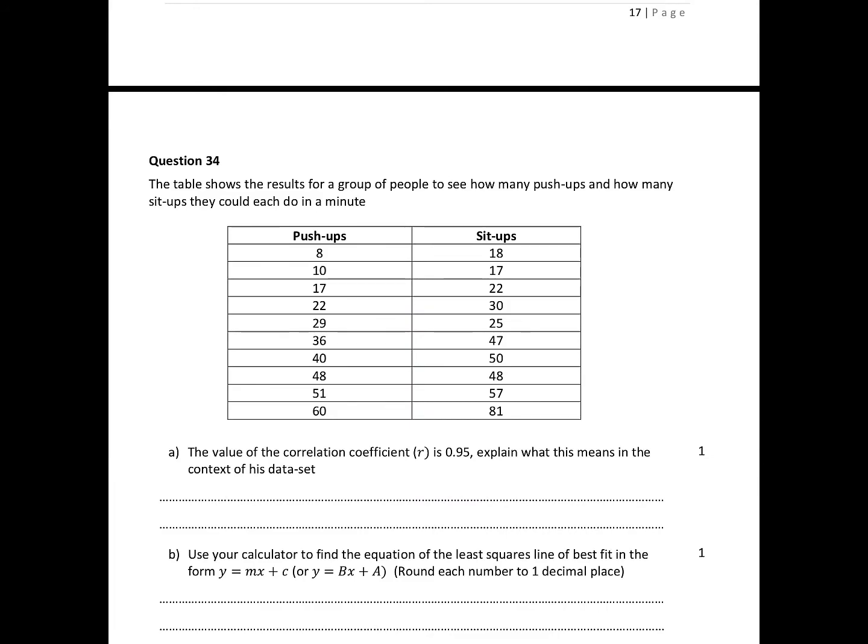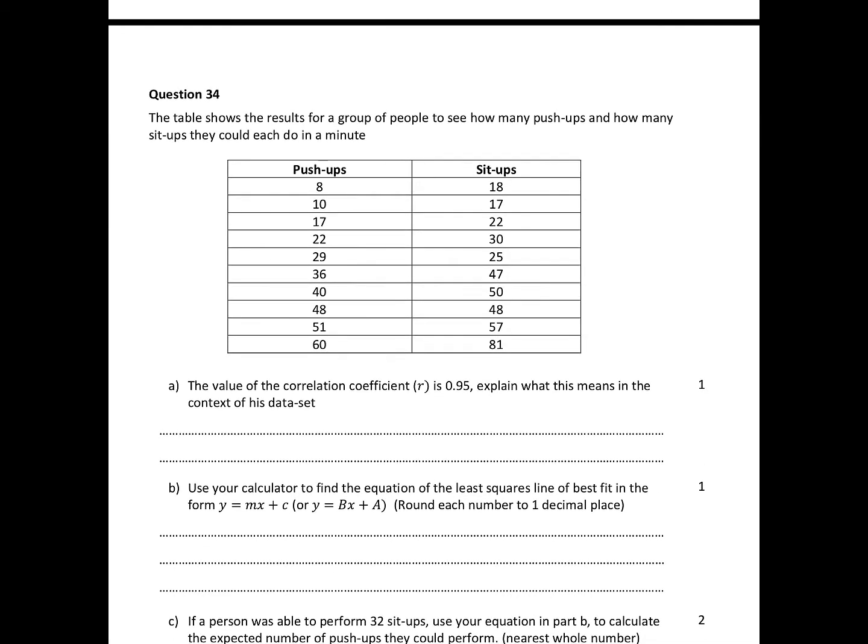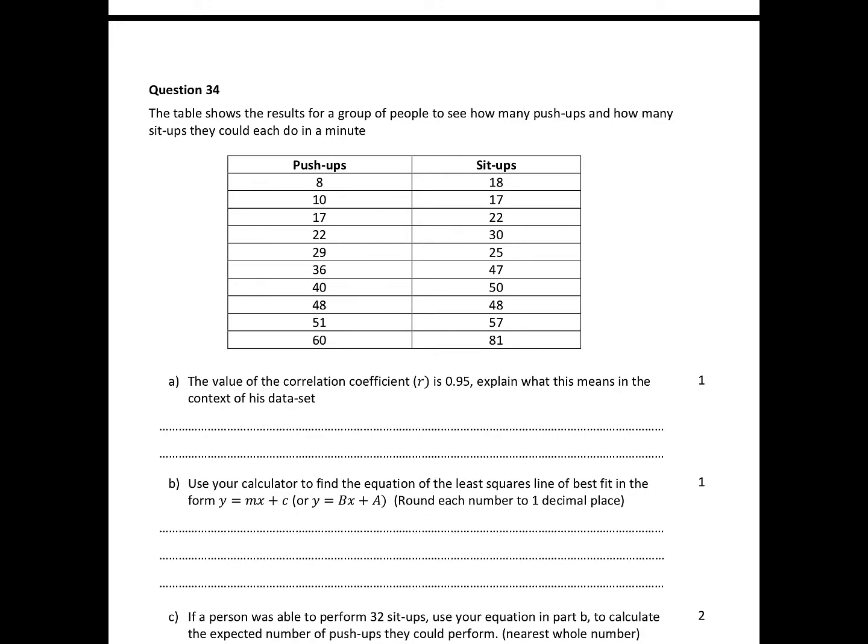Question 34. The table shows the results of a group of people to see how many push-ups and how many sit-ups they can do each minute. The value of the correlation coefficient R is 0.95. Explain what this means in the context of this data.